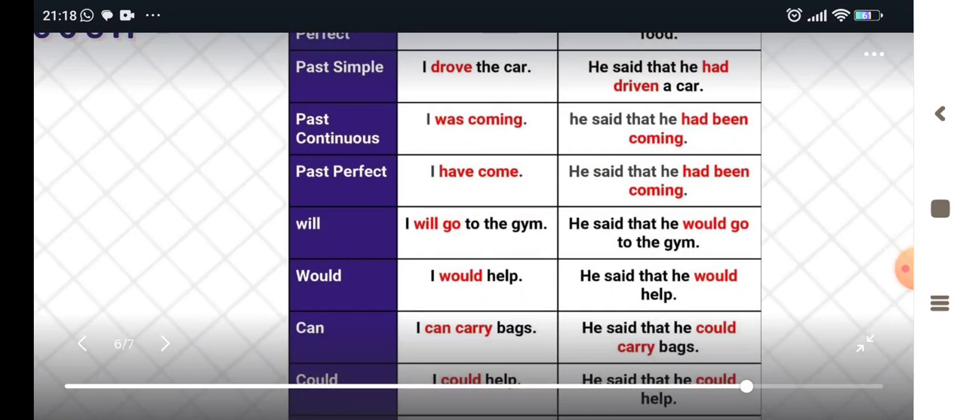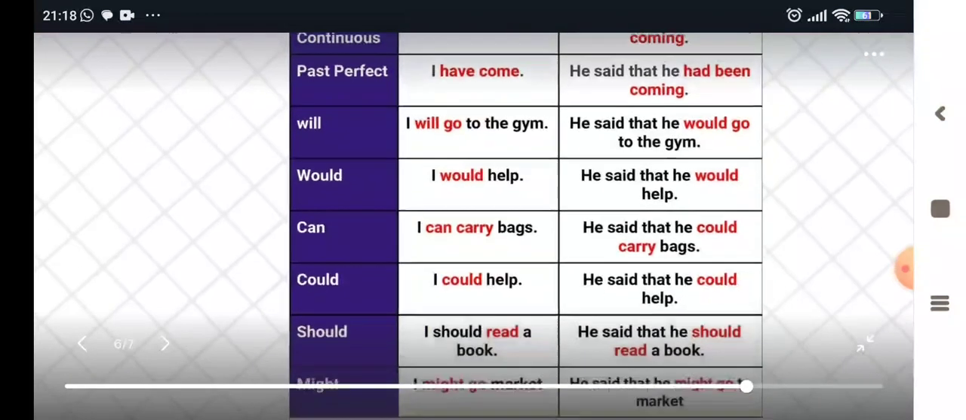I am going with will. I will go to the gym. What did he say? He said that he would go to the gym. We are changing will to would. Would. I would help. What did he say? He said that he would help. The same. We are keeping would.